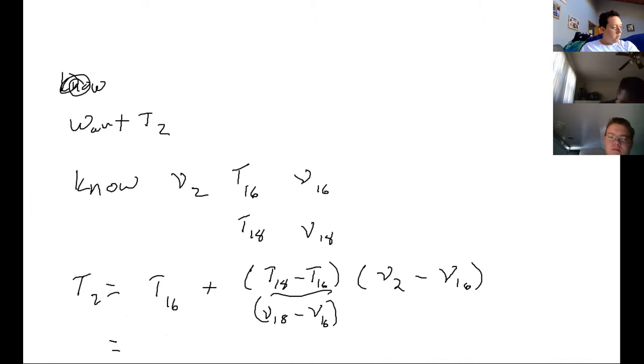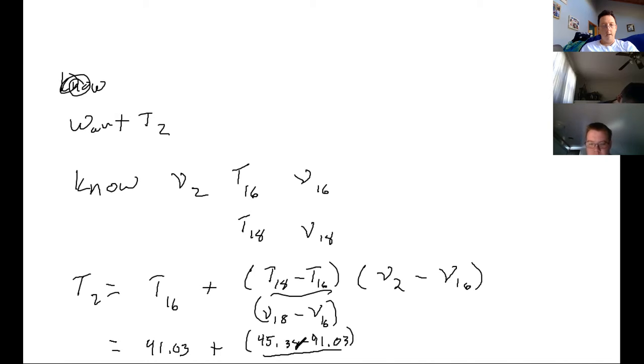Temperature at state 16 is 41.03, plus 45.38 minus 41.03, divided by the same numbers we had before, 0.0717 minus 0.0808, times 0.0778, I think you told me, minus 0.0808.